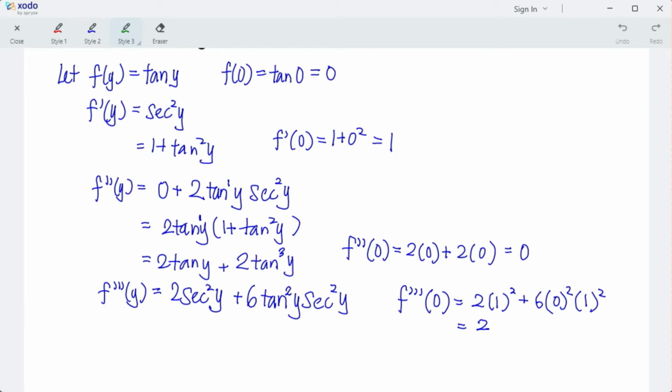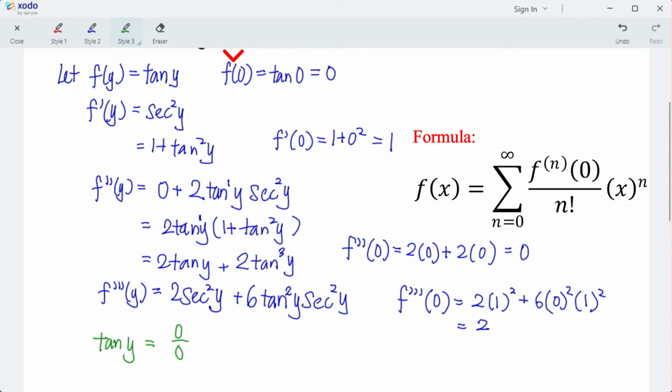Now with all these terms that we obtained, let's form the Maclaurin series of tangent y. For the first term, we have 0 over 0 factorial y to the power of 0, plus the first derivative 1 over 1 factorial y to the power of 1, plus the second derivative 0 over 2 factorial y to the power of 2, plus the third derivative 2 over 3 factorial y to the power of 3, and so on.